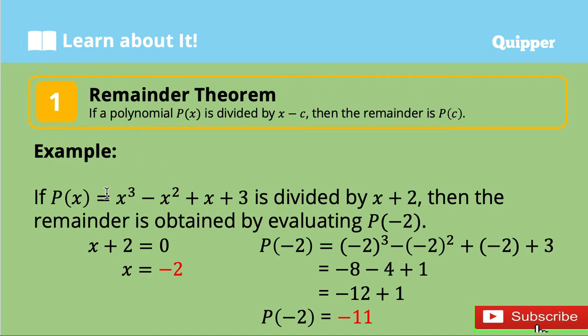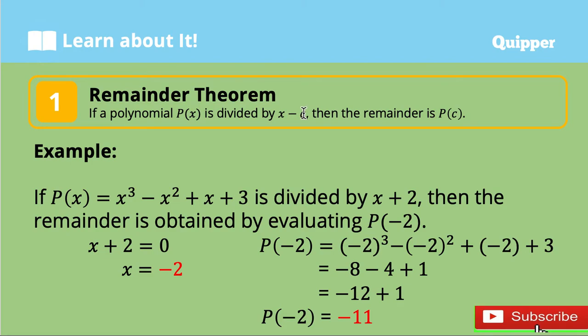For example, if p of x is equal to x cubed minus x squared plus x plus 3 is divided by x plus 2, then the remainder is obtained by evaluating p of negative 2. This negative 2 is coming from the divisor, which is in the form of x minus c, and we will get what is the value of c.